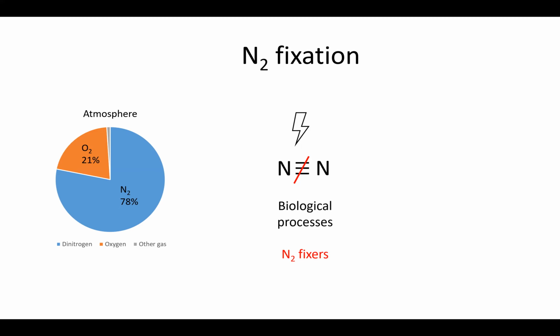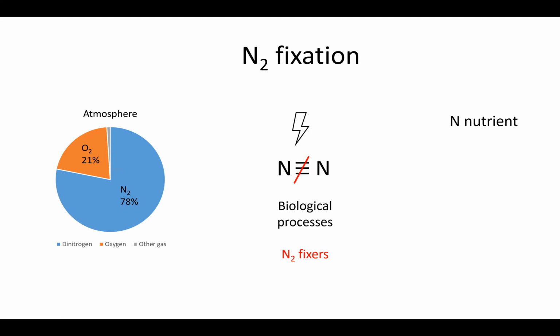And also some biological processes, which we call biological nitrogen fixation, can be done by the nitrogen fixers, which are some organisms such as some phytoplankton, especially cyanobacteria, or some bacteria in the terrestrial ecosystems. These organisms have specific nitrogen fixation enzymes that can help them to fix the nitrogen.